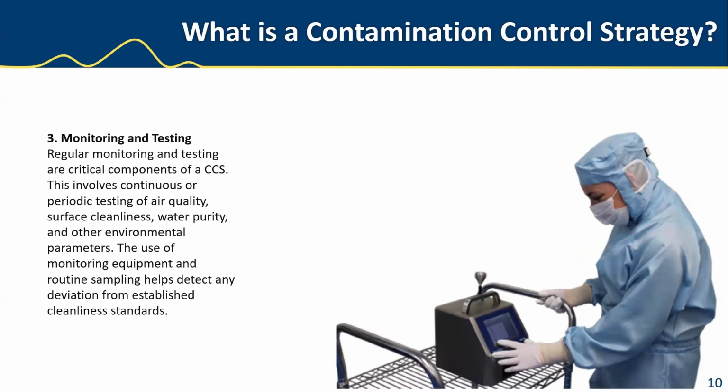including the monitoring and testing. So you need to have regular monitoring and testing of the critical environments. These involve continuous or periodic testing of air quality, surface cleanliness, water purity, and other environmental parameters. The use of monitoring equipment and routine sampling helps detect any deviation from established cleanliness standards or established baselines. It's important to have a good contamination control environmental monitoring plan where you'll use multiple instruments and tools to do your environmental monitoring. Particle counters will just be part of that.